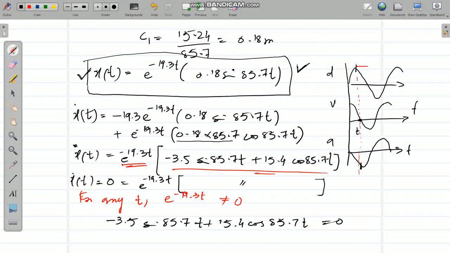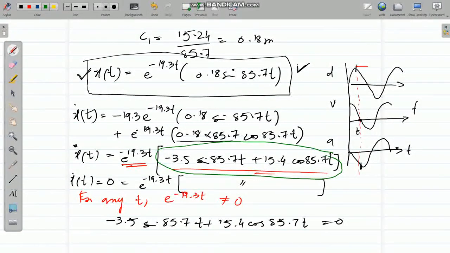I am again repeating, the equation has two possibilities. The first, the e minus 19.3 t is common. So if you put any value of t starting from 0 to whatever the value is, you cannot get this term equal to 0. But the only possibility that exists is within the bracket, this term is equal to 0. Using this relation, you can solve this to get your time.